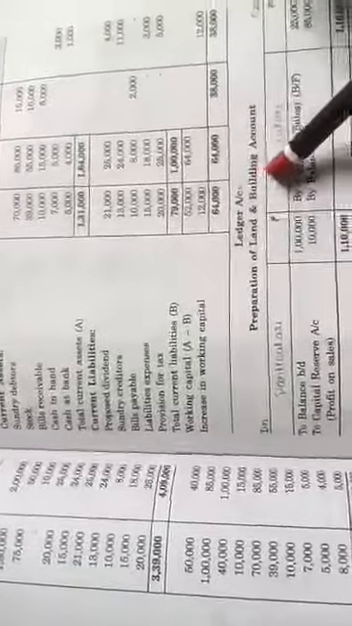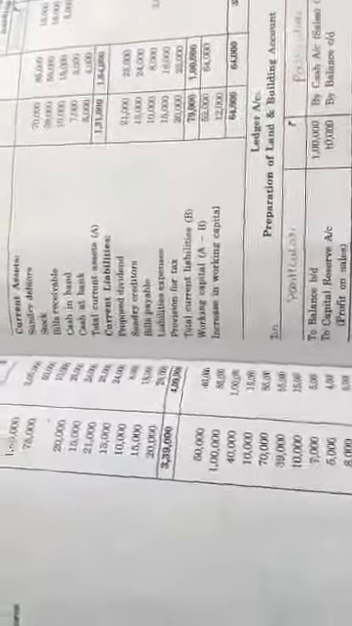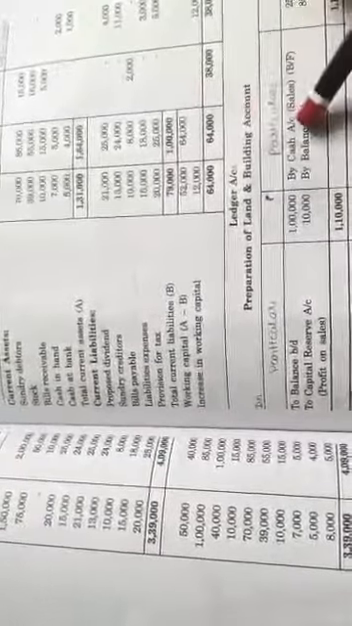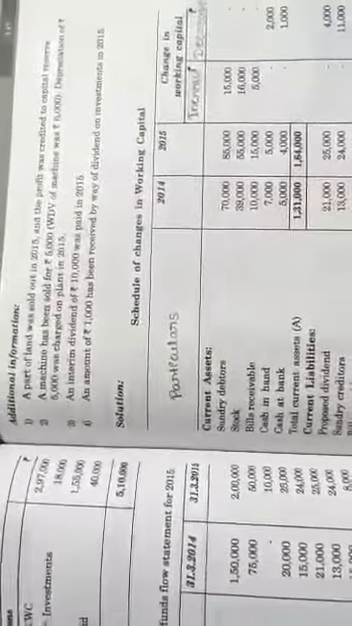The second step is the preparation of ledger accounts. So here, in order to calculate the ledger accounts, we have to see the problem. Ledger accounts means here we have to prepare the fixed assets account. Then if there is any capital reserve, or based on the adjustment, we have to calculate the ledger accounts.